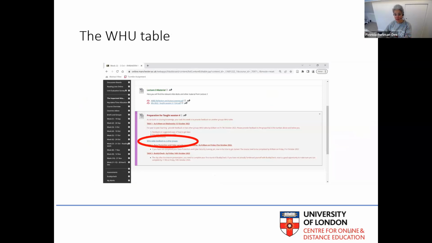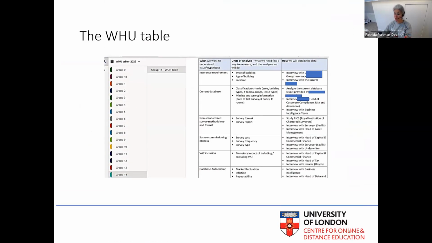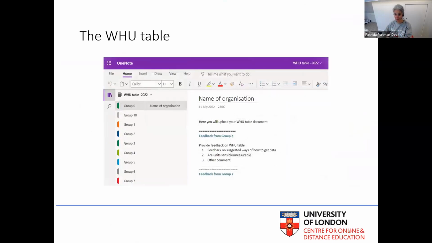The same thing, we signposted in Blackboard, but this time they were a bit quicker knowing where to upload the framework. They uploaded their framework in OneNote, and again, they benefited from being able to see everybody's. The feedback here was slightly different, and we asked them to give more feedback on the way the framework was applied. In this case, how could they get data? And are they sensible measurements that they've done? Or any other comments?